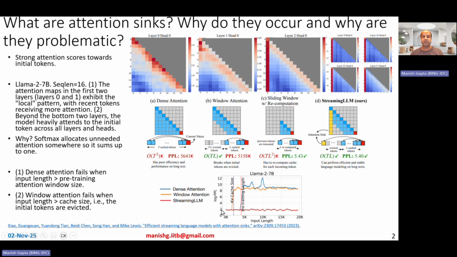However, the dense attention suddenly has a very high perplexity as soon as your input sequence length goes beyond the pre-training length. Window attention also gains very high perplexity, which is bad, right? As soon as the input sequence length is greater than the KV cache size, the first few initial tokens are evicted from the cache. Okay. So this is a plot for Llama 2 7 billion. The paper also has plots for other models. However, they're not really as vivid as this plot. Since Llama 2 uses rope embeddings, this particular effect is even stronger.